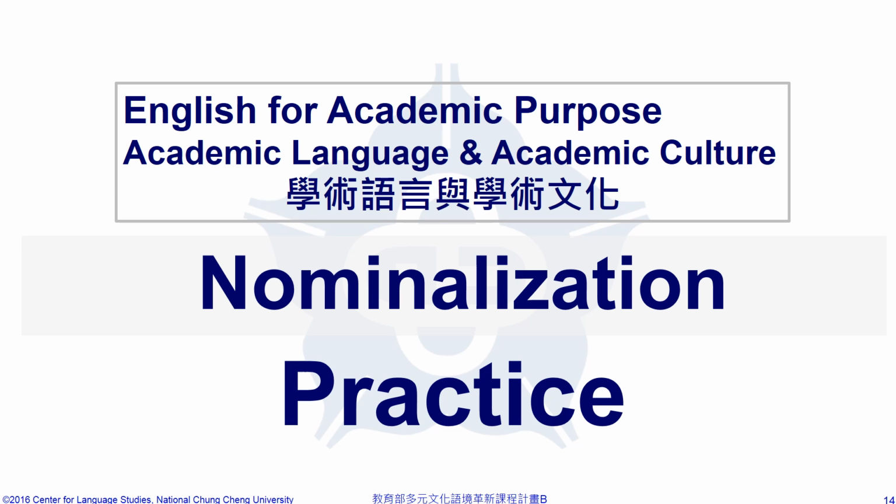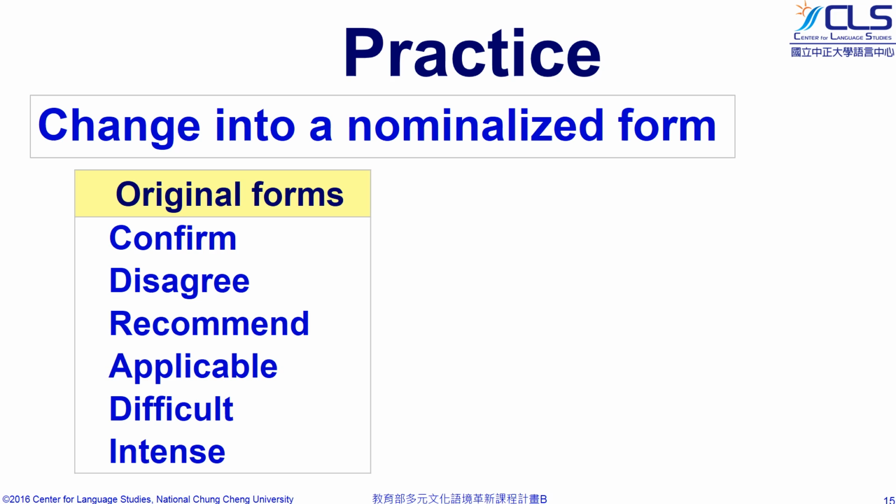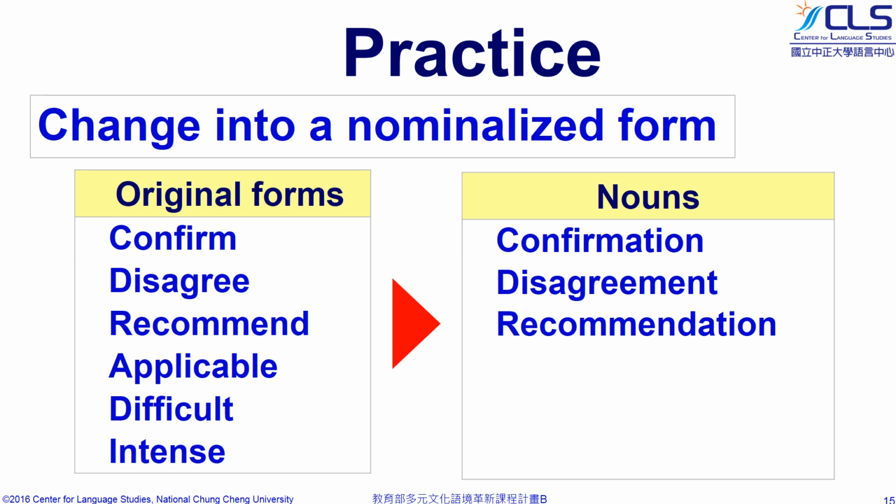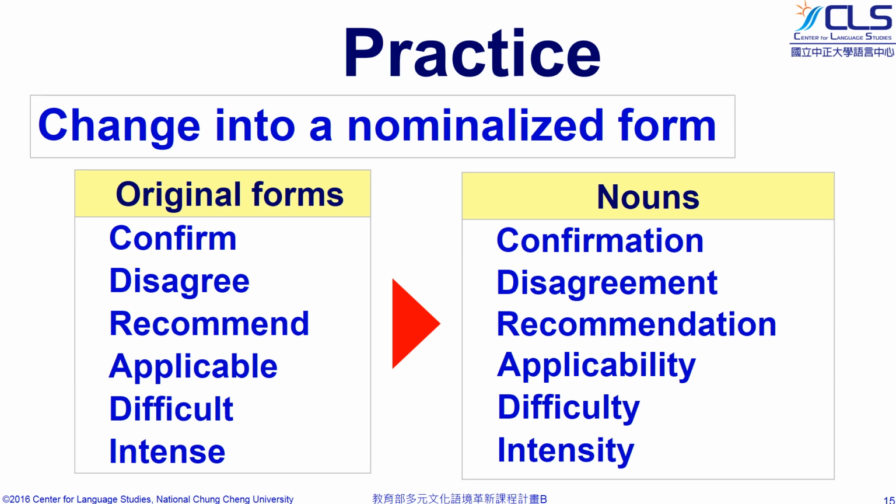Okay, let's check how much we've learned. Change the original forms to nouns. Good job! The first three are from verbs to nouns, and the last three are from adjectives to nouns. The endings of the nominalized forms vary, but many end in ion, tion, ment, and ty.